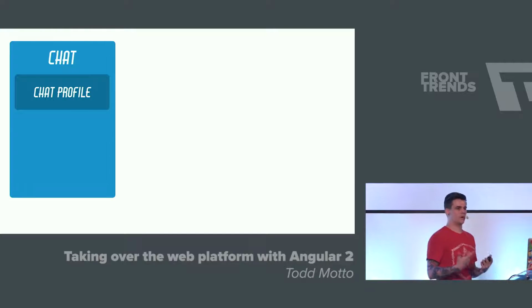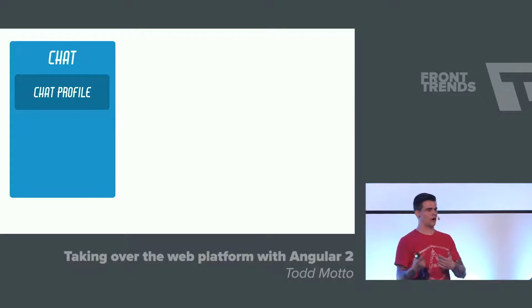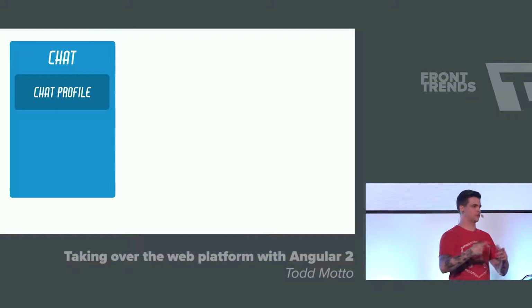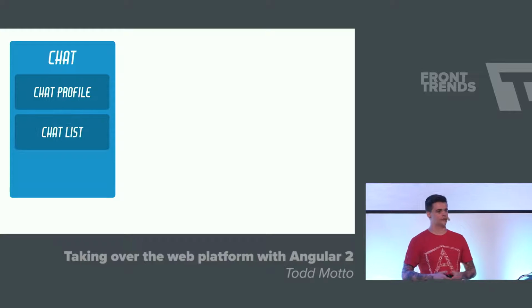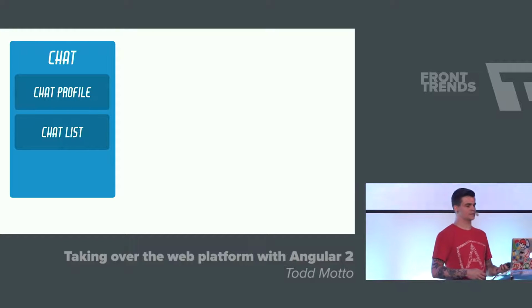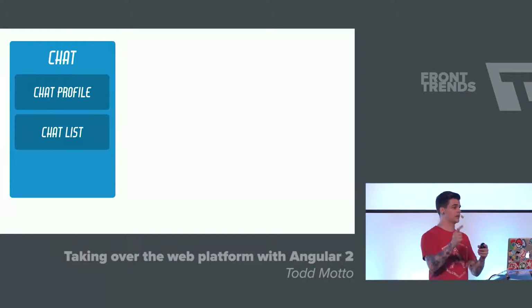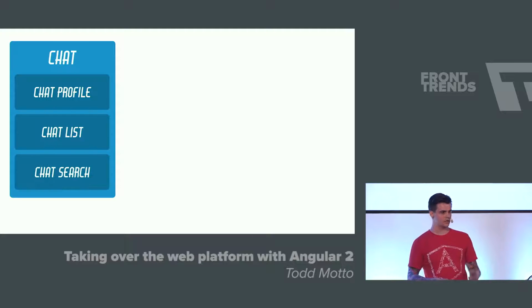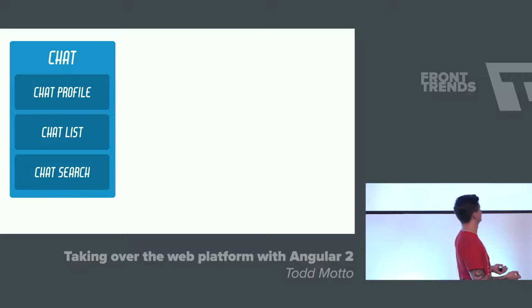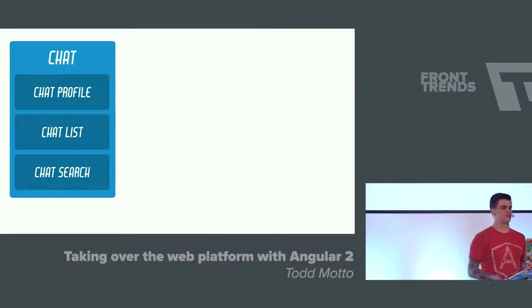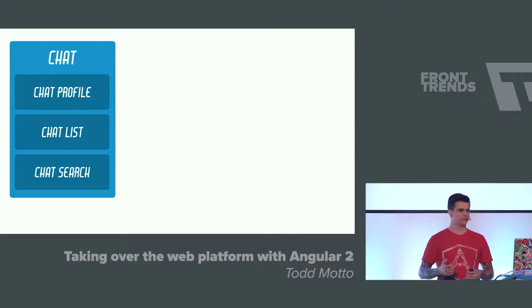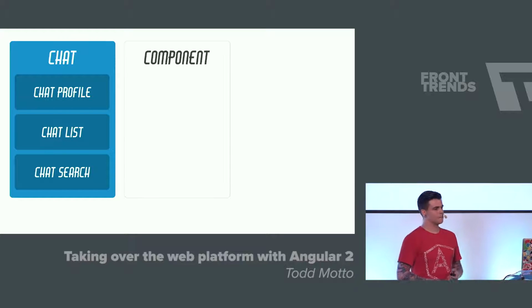Inside the chat, we might have a chat profile. If you've used Google Hangouts, you get your little profile picture and your online status. You could be online or offline. Then we have a chat list where we can see all of our friends, click on one, and open a new conversation. Then we also have a chat search, where we can type someone's name. So you could type Todd, click on me, and then talk to me.